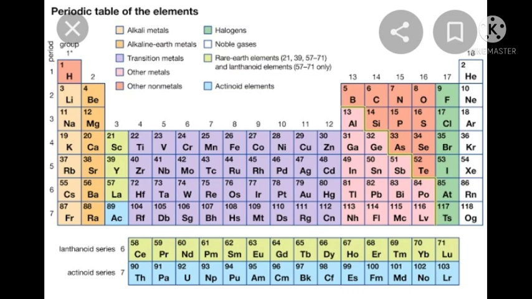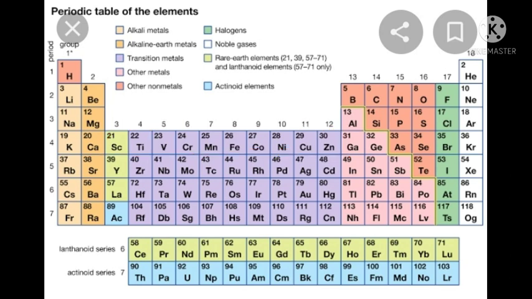Okay. This is the picture of the modern periodic table, which contains 7 horizontal rows which are known as periods and 18 vertical columns which are known as groups. The first horizontal row or first period contains only 2 elements, that is hydrogen and helium. Second row, that is second period, contains 8 elements. Like that, the third row also contains 8 elements. Now look at the fourth row, which contains 10 elements from group 3 to 12.